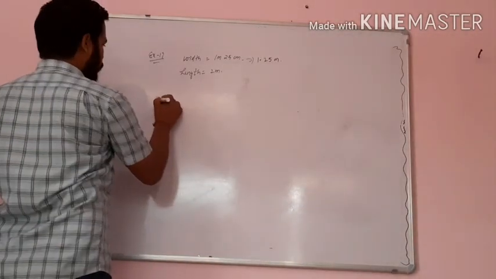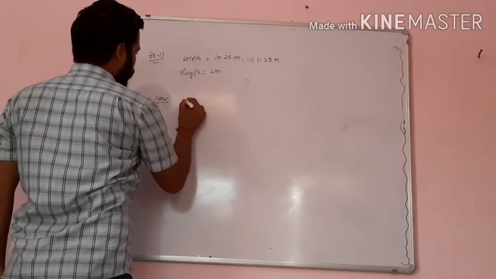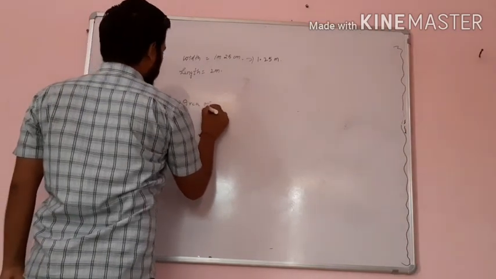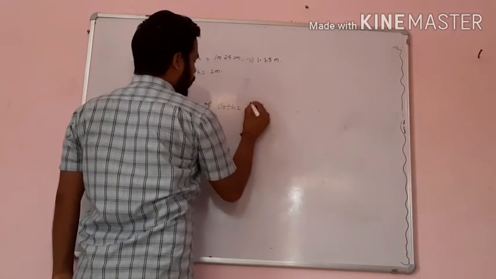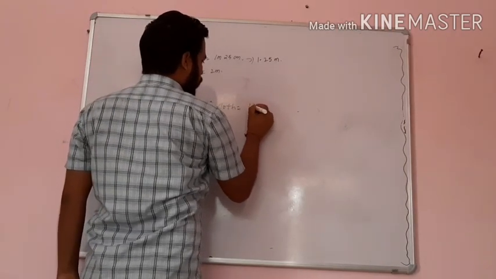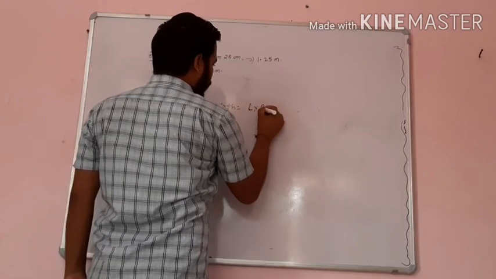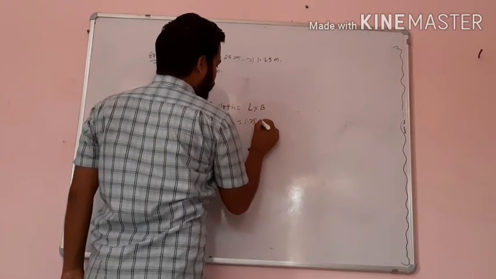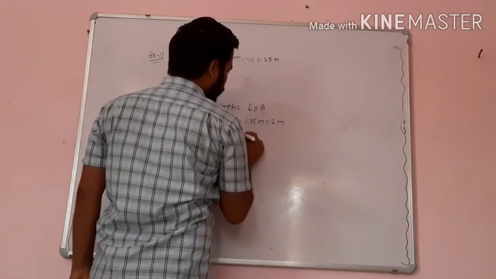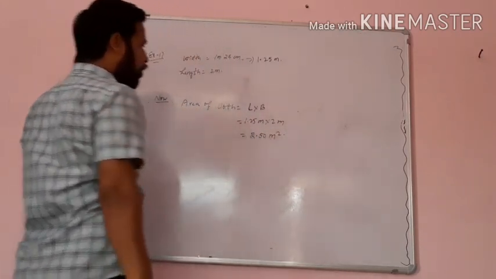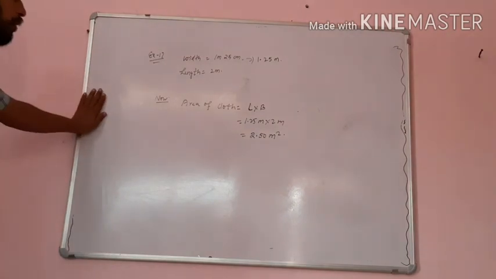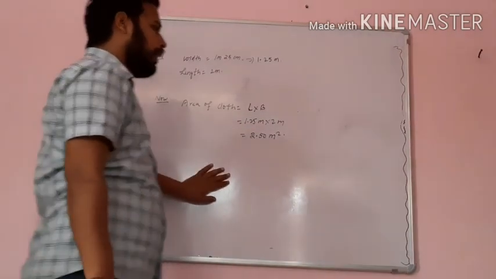Now, the area of the cloth will be L multiplied by breadth, that is 1.25 meter into 2 meter, that is 2.50 meter square. So the area of the cloth piece will be 2.50 meter square.